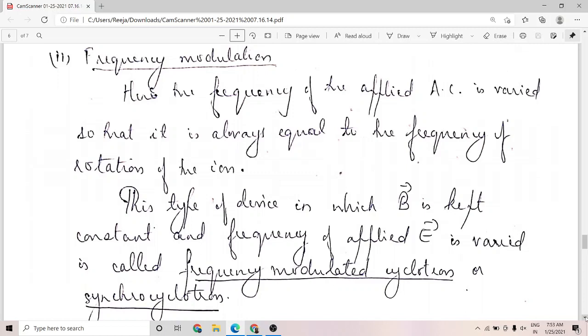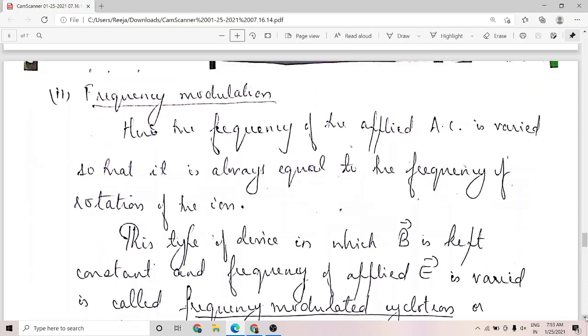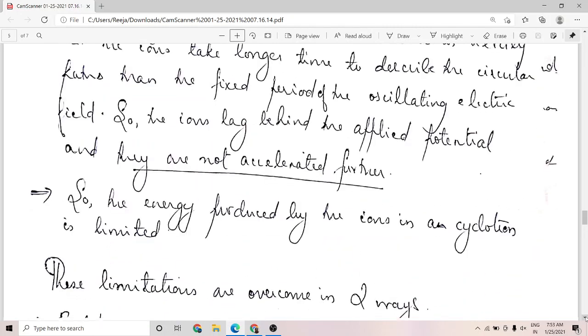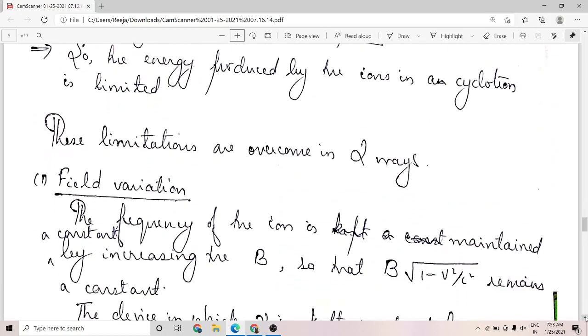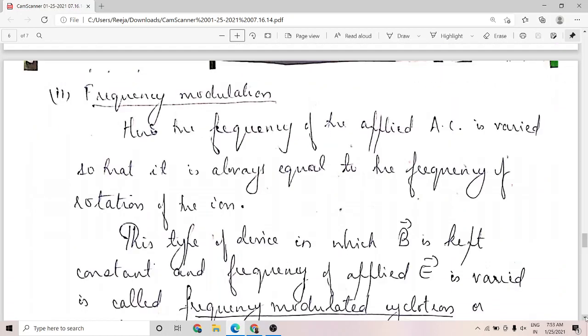Okay, so there are two methods in overcoming the limitations of the cyclotron. One is you increase the magnetic field, that is field variation, and the second one is you vary the frequency of the AC source, that is frequency modulation.